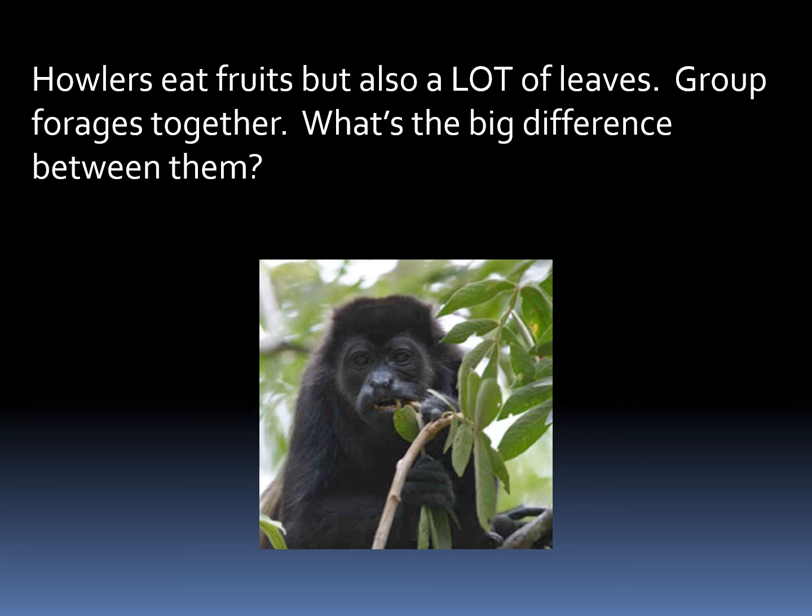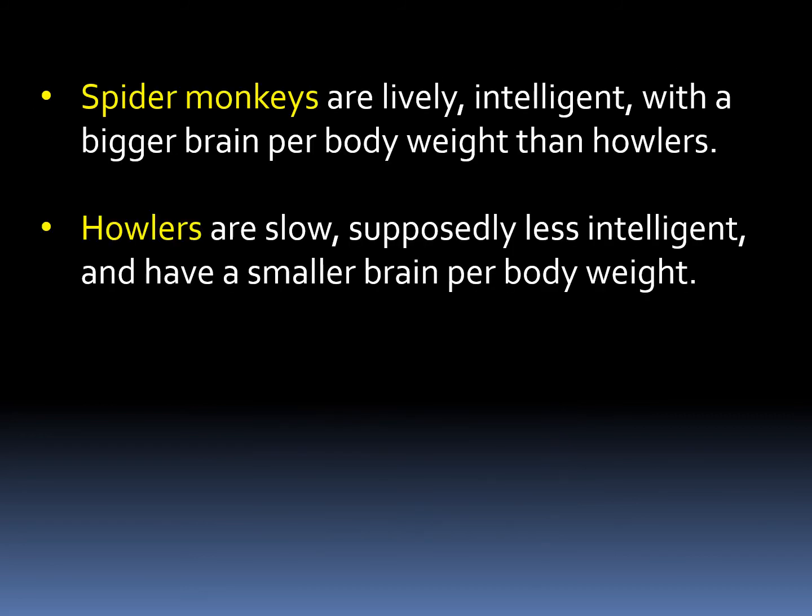Howlers, or howler monkeys, on the other hand, eat fruits but also a lot of leaves. The group will also forage together. And what's the big difference between them? The big difference is that spider monkeys are lively, intelligent, with a bigger brain per body weight than howlers. Howlers are slow, supposedly less intelligent, and have a smaller brain per body weight.